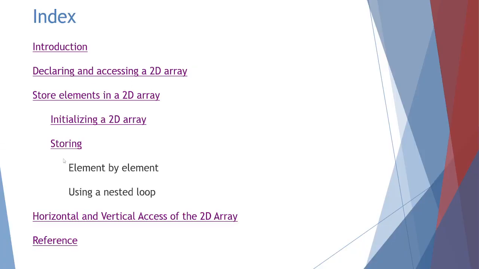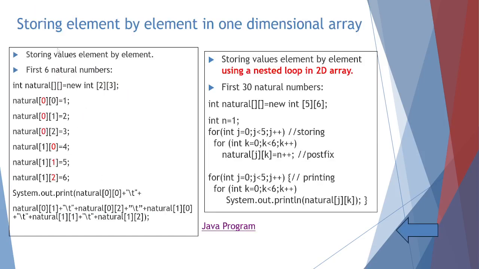Now let us see storing element by element using a nested loop. First 6 natural numbers we want to store in a double dimensional array. So natural is the array with 2 rows, 3 columns. 2 3s are 6 elements. Now if you see the red colored one, natural of 0 0, 0 1, 0 2, that is first row. 1 0, 1 1, 1 2 is the second row. The 0 combination 3 times, 0 0, 0 1, 0 2, 3 elements, that is 3 columns.